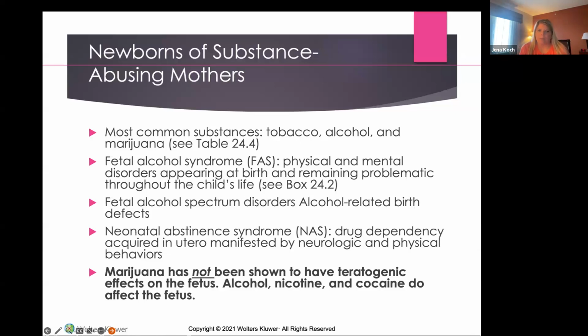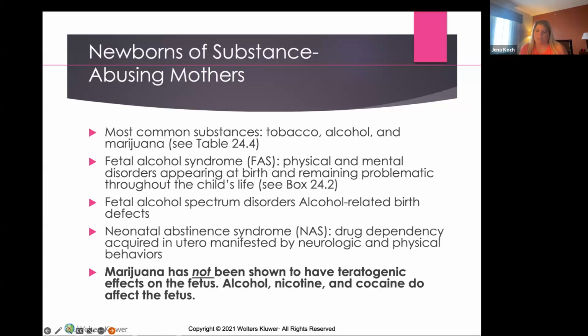Also keep in mind that marijuana has not been shown to have teratogenic effects on the fetus. Alcohol, nicotine, and cocaine do affect the fetus. What we see in mothers who use marijuana, sometimes in the newborn, they can have no symptoms after delivery. Sometimes if they're continuing to breastfeed, which is up to the pediatrician, sometimes they say, yes, go ahead and breastfeed.